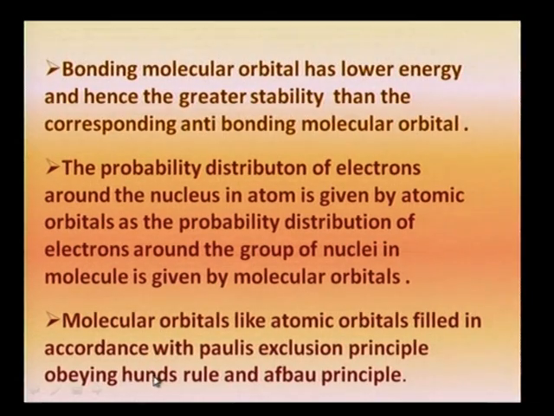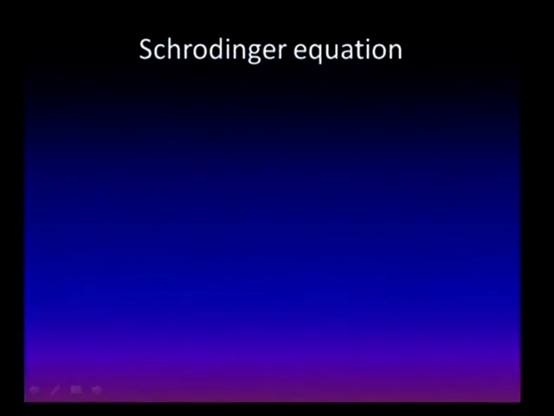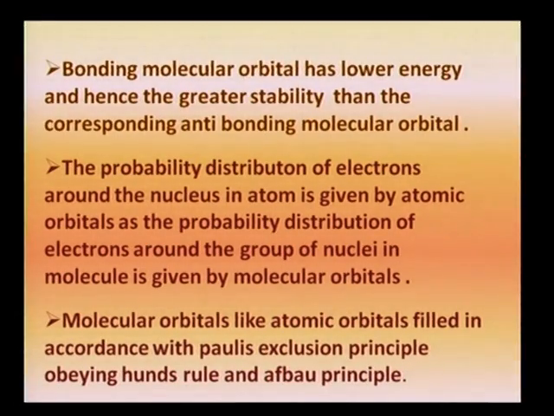And the seventh salient feature of molecular orbital theory is the molecular orbitals, like atomic orbitals, are filled in accordance with Pauli's exclusion principle, obeying Hund's rule and Aufbau principle. It means the electrons of atomic orbitals are filled in molecular orbitals by obeying these three principles. What are these three principles? Pauli's exclusion principle, Aufbau principle and Hund's rule.